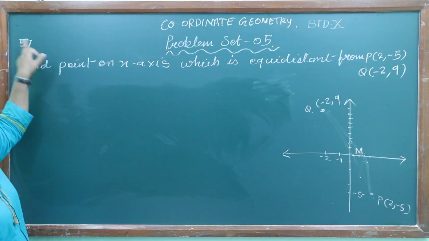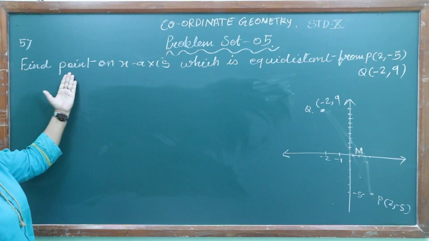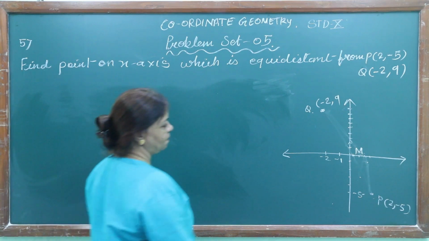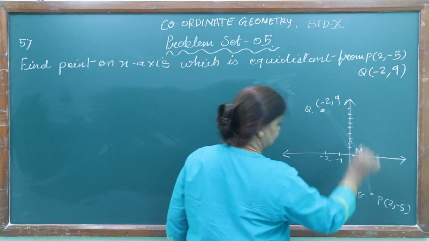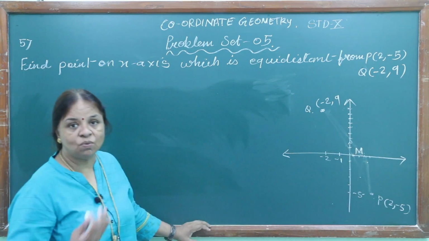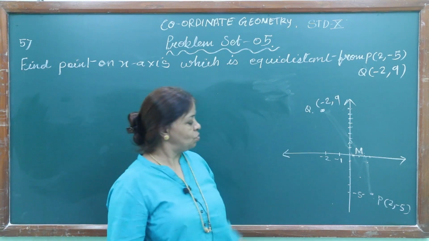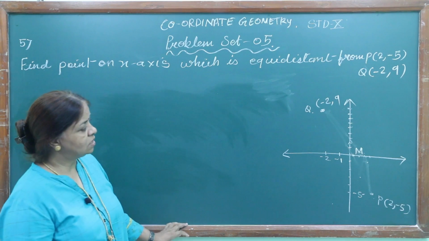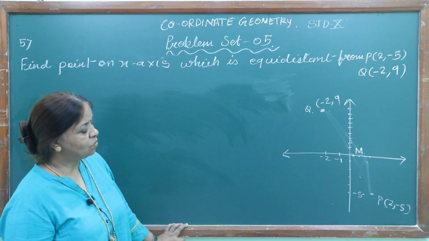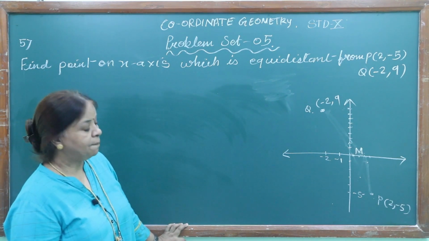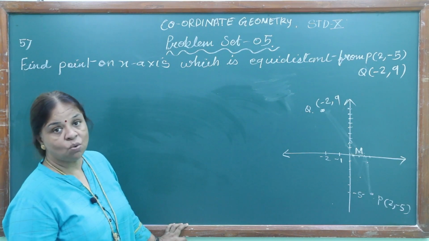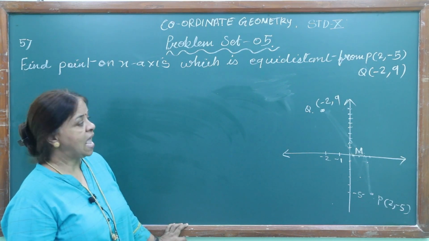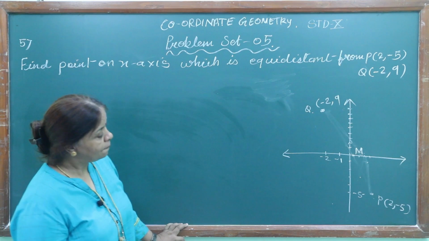Question 5 from the problem set. We have to find the point on the x-axis. The point is on the x-axis and that point is at equal distance from Q and from P. That means QM is equal to MP. Equal distance from Q and from P.